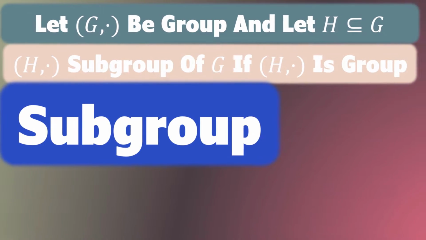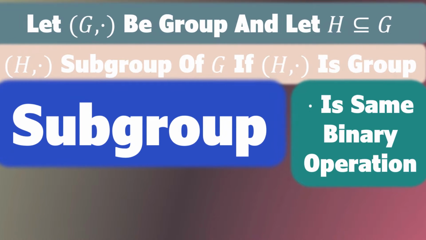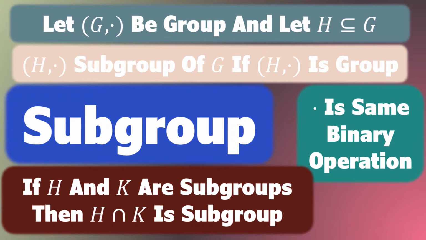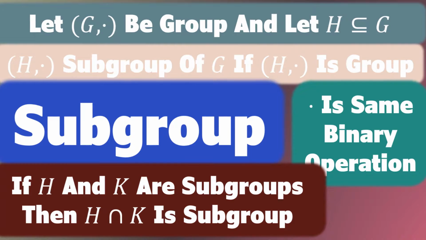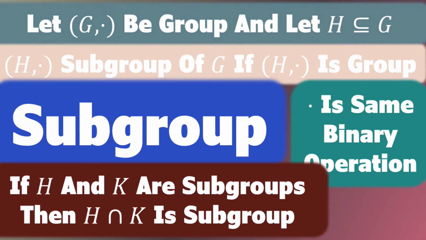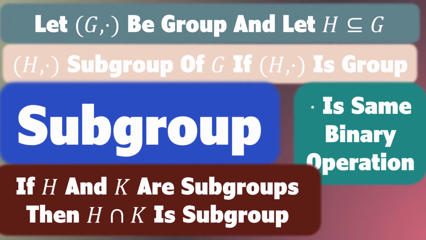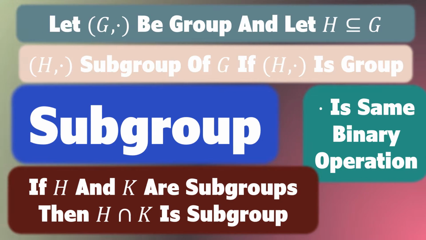We can check whether a subset is a subgroup by using the subgroup test. It says that if G with binary operation dot is a group and H is a non-empty subset of G, then H with the operation dot is a subgroup of G if and only if for all a and b in H we have that a dot the inverse of b is also in H. A handy result to know is that if H and K are subgroups of G with binary operation dot, then the intersection of H and K is also a subgroup of G.